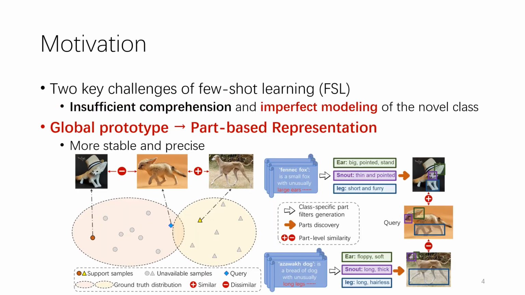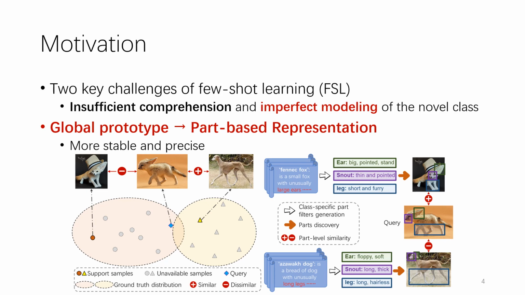To deal with the second challenge, imperfect modeling, as shown in the left figure, previous works using a single global embedding to represent a class will lead to large intra-class variations because the global prototype is extremely unstable and imprecise, caused by large variance of posture, environment, occlusion, and so on, which are sensible in few-shot learning. And it suffers from poor inter-class discrimination as well, because overall similar classes can be easily confused between each other when using imprecise global embedding as class representation.